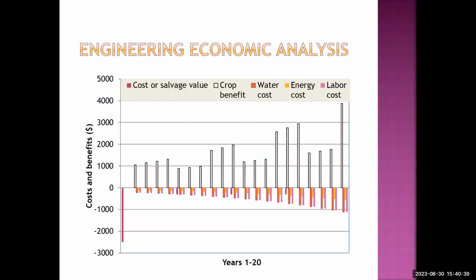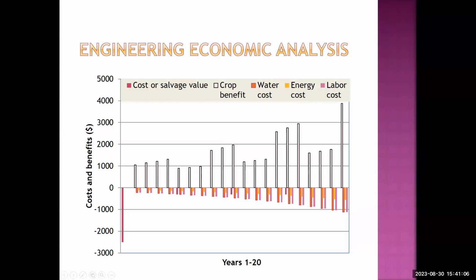So engineering economic analysis combines present, which would be the capital investment here in this cash flow diagram. So we have a negative $2,500. And then future costs. So each of these represents a year. And I have the water cost, energy cost, and labor cost for each year, and then the crop benefit for each year. And the reason they're changing is there's inflation and there's different crops.